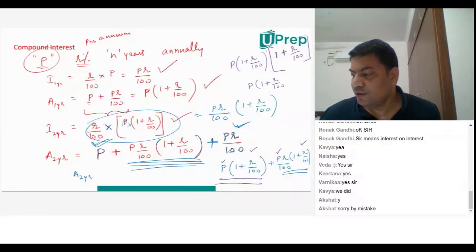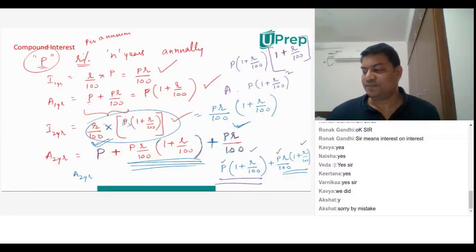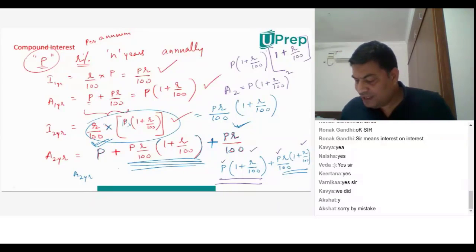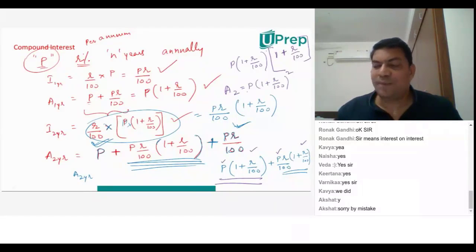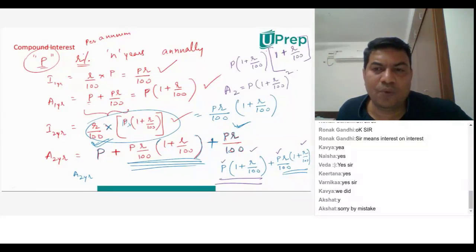Wonderful. So this is nothing but the amount at the end of 2 years. Amount at the end of 2 years is becoming P into 1 plus R by 100 whole square. Right? That's how it's becoming P into 1 plus.